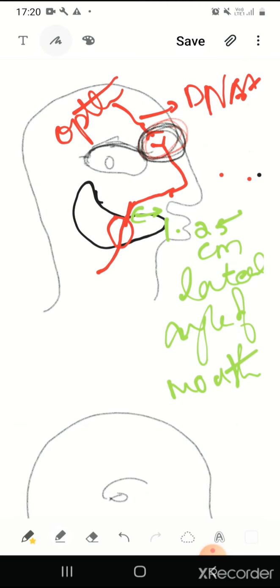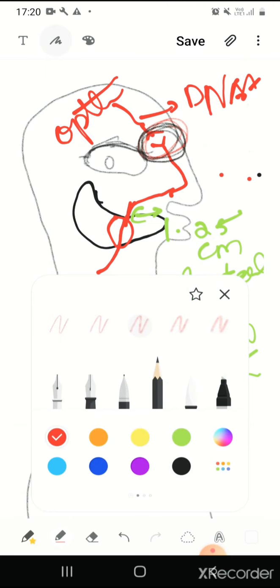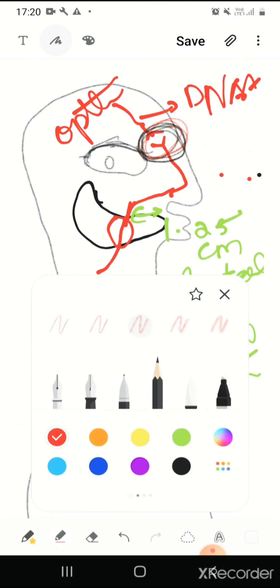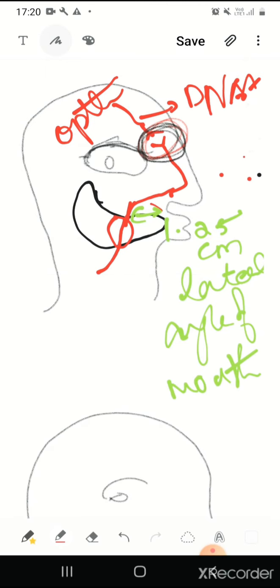Okay, now let's discuss the branches of the facial artery. Simply in the face, there are just three branches of the facial artery. Which are the three branches? Let's see. They are the superior labial, the inferior labial, and the lateral nasal. Superior labial obviously going into the upper lip, inferior labial obviously going into the lower lip, and the lateral nasal, which will be supplying the ala and the dorsum of the nose.